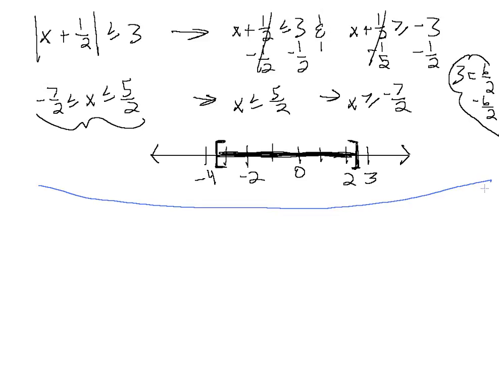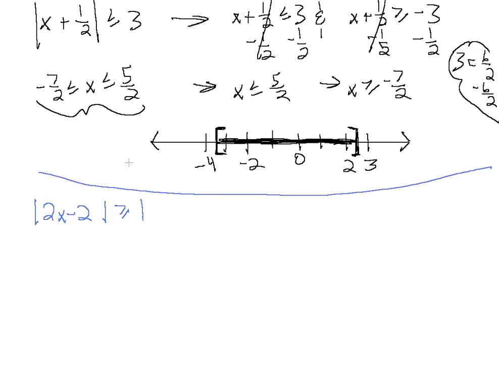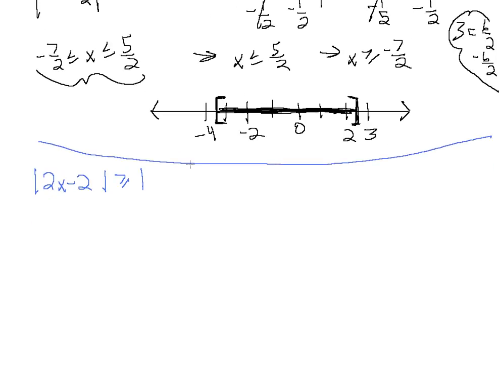We just want to look at the absolute values the same as we did earlier. Let's go ahead and look at one more. We have |2x - 2| is greater than or equal to 1. All right, so we have two different cases here. We have a greater than or equal to sign, which means we're going to have an "or" inequality. So let's go ahead and write those two cases. So we have 2x minus 2 is either greater than or equal to 1, or 2x minus 2 is less than or equal to minus 1.